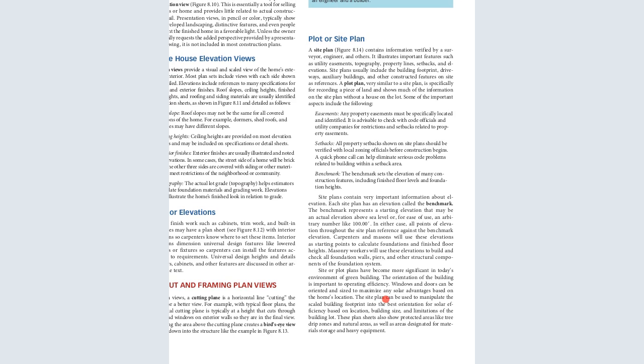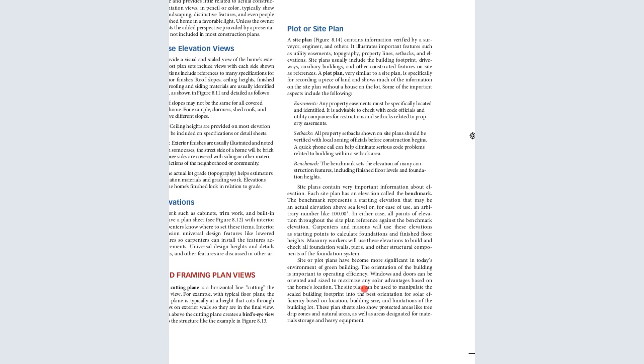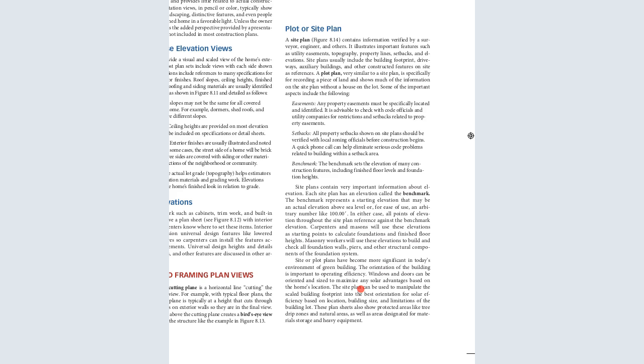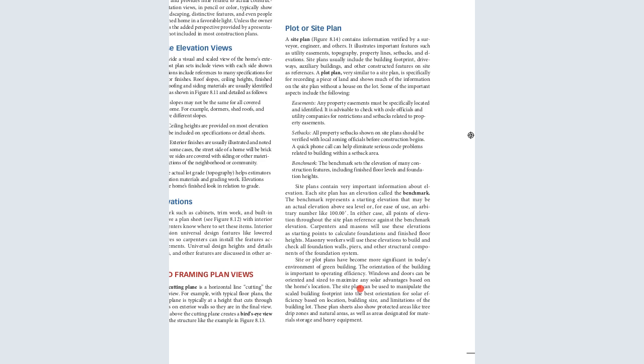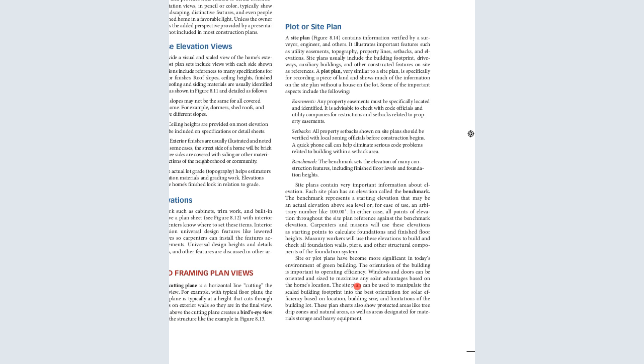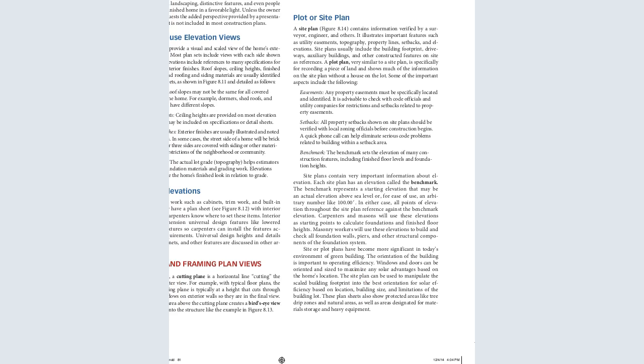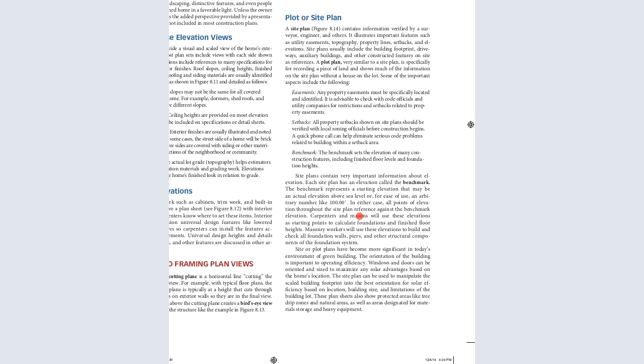So some of the important aspects include the following. We have the easements, that is, any property easement must be specifically located and identified. It is advisable to check with the court officials and utility companies for restrictions and setbacks related to property easements. Then we have setbacks. All property setbacks drawn on site plans should be verified with local housing officials before construction begins.